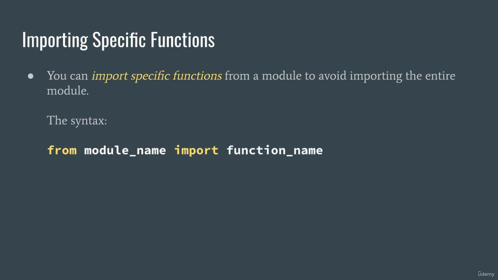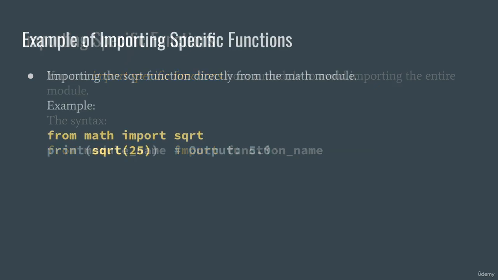You can also import specific functions from a module instead of the entire module, which can make your code more efficient and reduce memory usage. The syntax is straightforward. Use from, followed by the module name, then import, and the specific function name you need. In this example, we're importing the square root function directly from the math module, rather than importing the entire module. This allows us to call square root directly. This approach is efficient when you only need specific functions from a module.